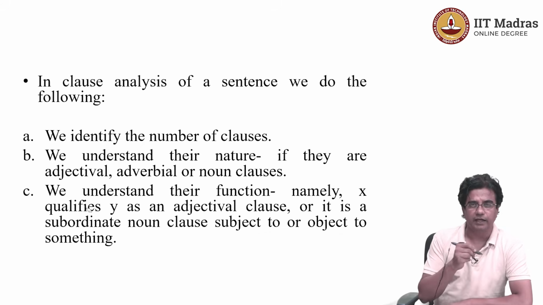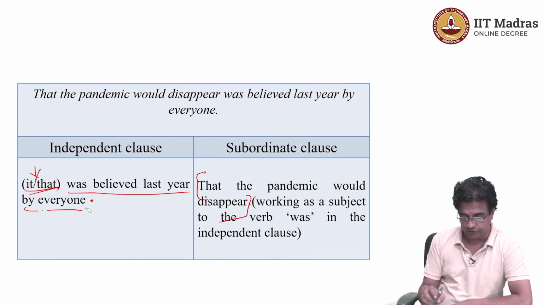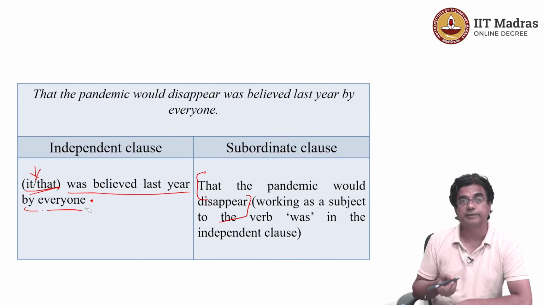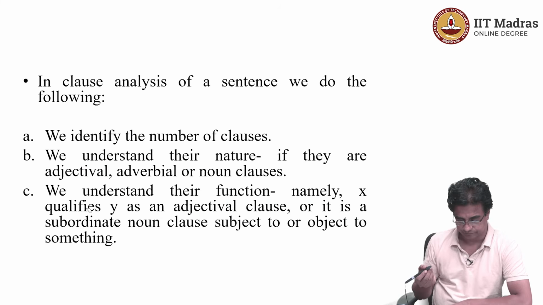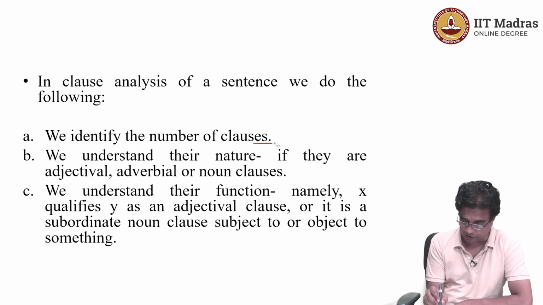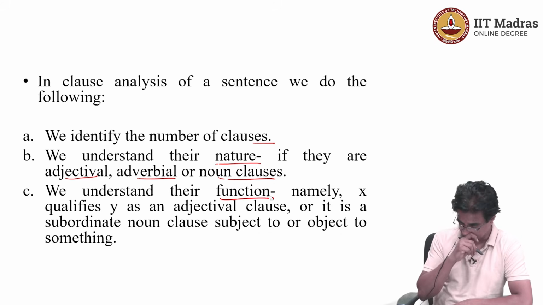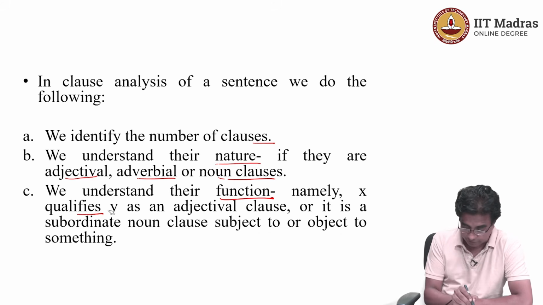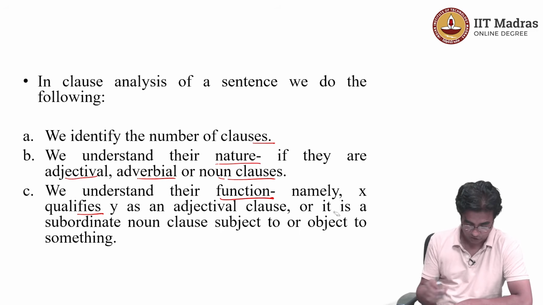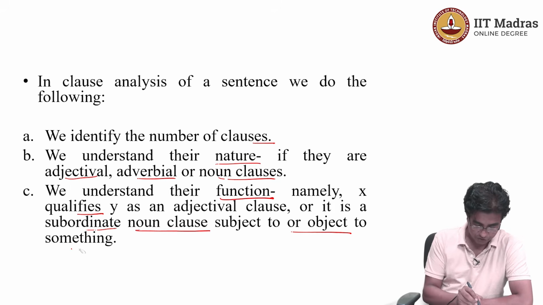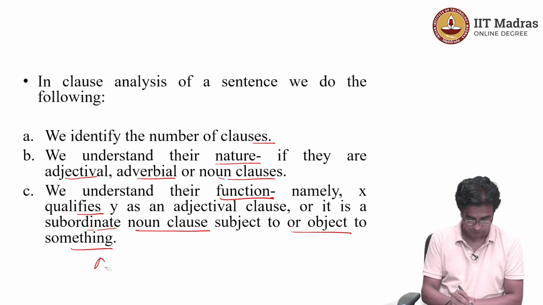So in order to do that, as you already know, an entire subordinate clause in its nominal function can be the object of a verb as well. So we identify the number of clauses first. We understand their nature, that is if they are adjectival, adverbial or nominal, and then we understand their function, namely whether it qualifies as an adjective clause, or it's a subordinate clause as a noun one, or it's an object to something, or it has adverbial function.